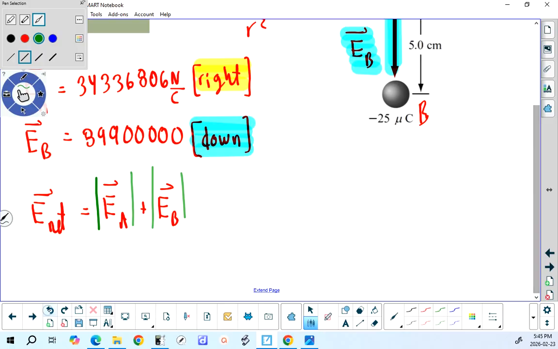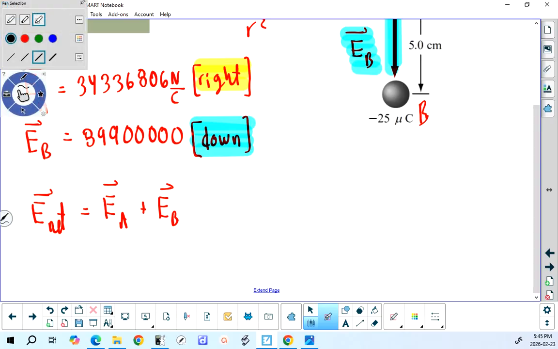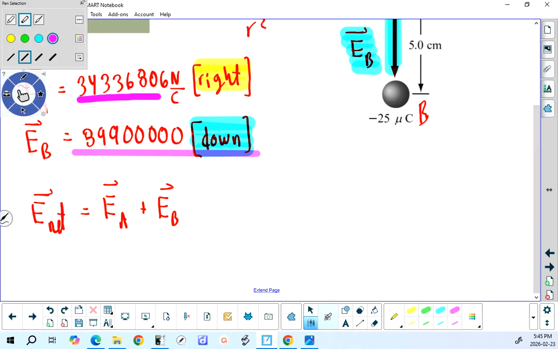That's not what we're talking about. We're talking about adding the vectors together. Adding these two, there we go. Adding these two vectors together. This vector plus this vector need to be added together.